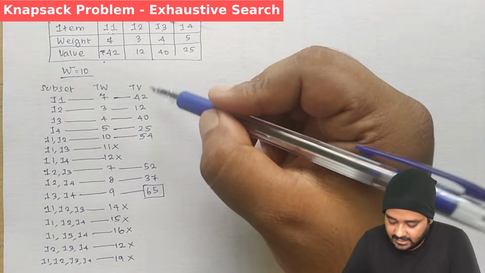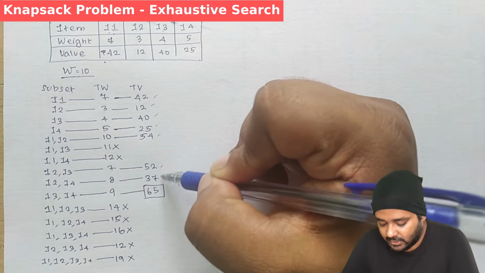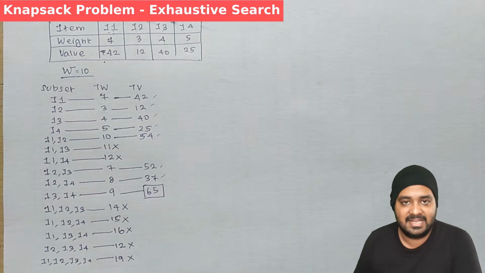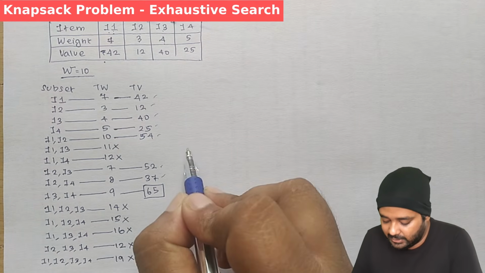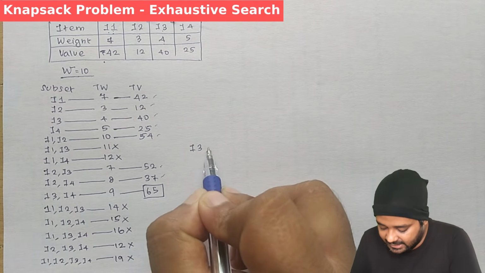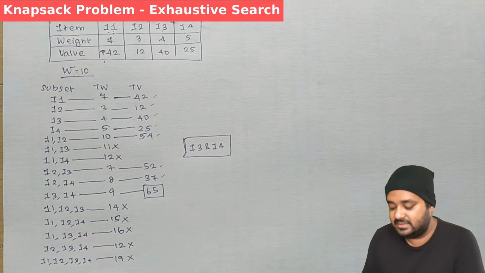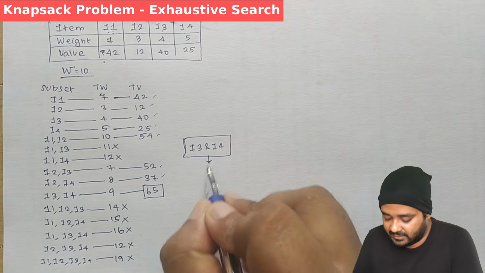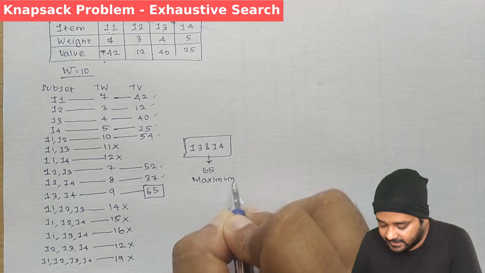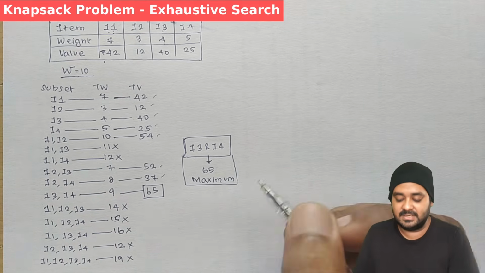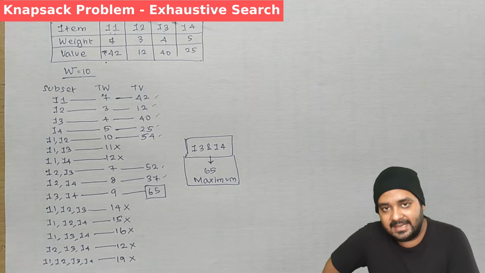So once after identifying all the possible solutions, you take a look at the maximum value. Out of these, 65 turns out to be the maximum value, so we consider this as the optimal solution. We take item 3 and item 4 inside our knapsack, and then we just move out of the cave. So the total value will be 65, which is the maximum out of the given combinations of subsets. This is how you solve the knapsack problem using the exhaustive search method.